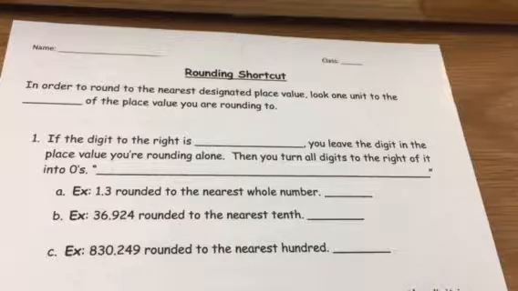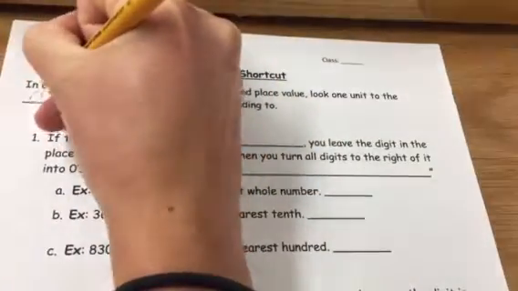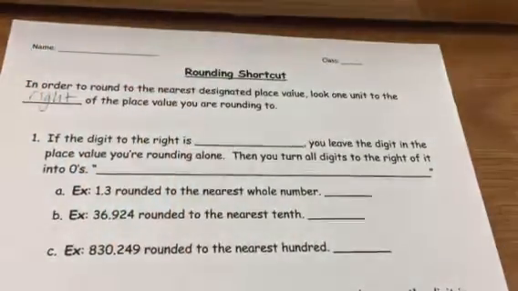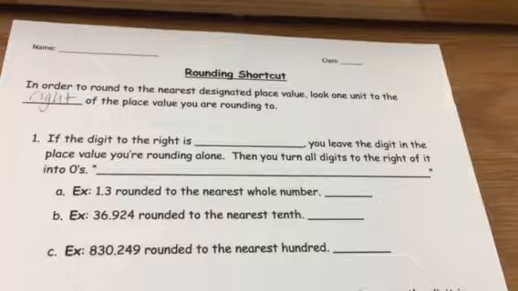In order to round to the nearest designated place value, look 1 unit to the right of whichever place value you're rounding to. You're going to notice I usually underline the place value that I'm rounding to. I'll look to the right and then I'll draw a little arrow, and depending on what the number is to the right, that will determine whether we bump up, whether we round up, or whether we round down, and I'll talk about what that means in a moment.